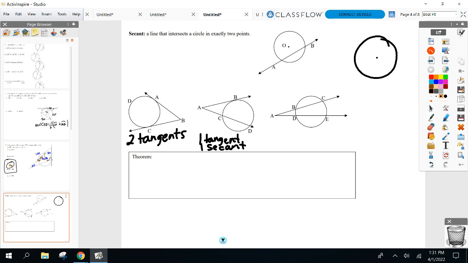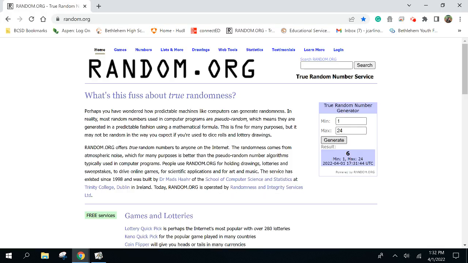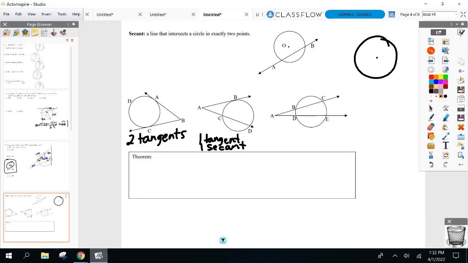And then finally, diagram 3. How's angle A on the outside formed? Two secants. I don't care how it's formed. If your angle is on the outside, we find it one way and one way only. And here it is. Angle on the outside.